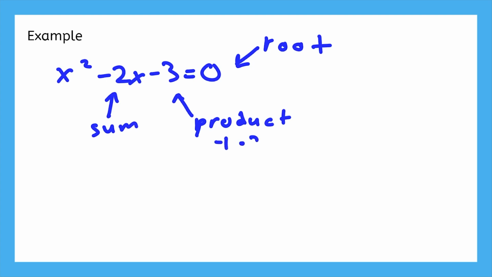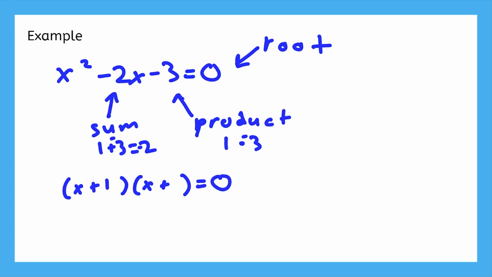-1 and 3 multiply to make -3, but they add together to make +2, not -2. We get the same product with 1 and -3, but this time the sum is -2, which is what we wanted. We found 2 numbers that work. So now we use those to complete our factors. x plus 1 times x plus -3. Adding a negative is the same as subtracting, so we can simplify it.